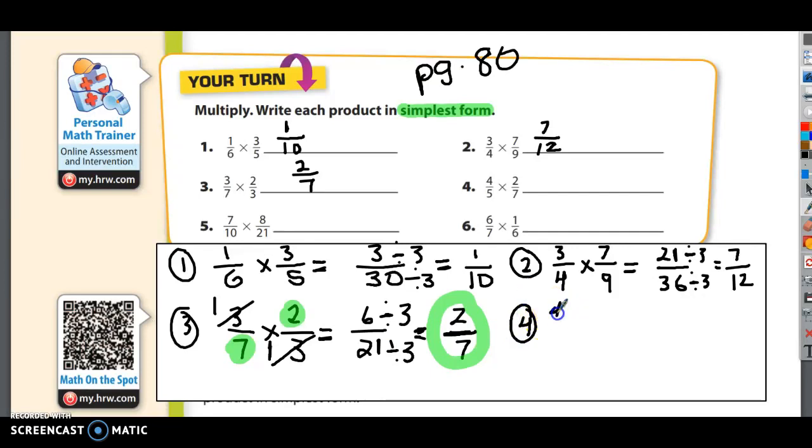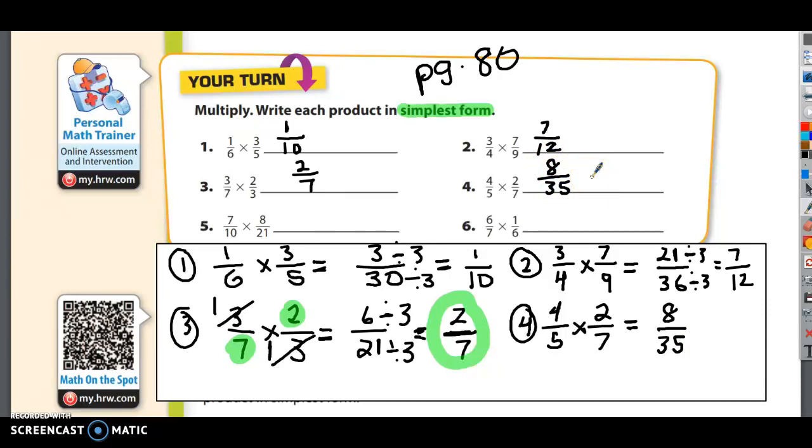Number 4 is 4/5 times 2/7. 4 times 2 is 8. 5 times 7 is 35. And 8 and 35 don't share a factor, which means your answer is simply 8/35.